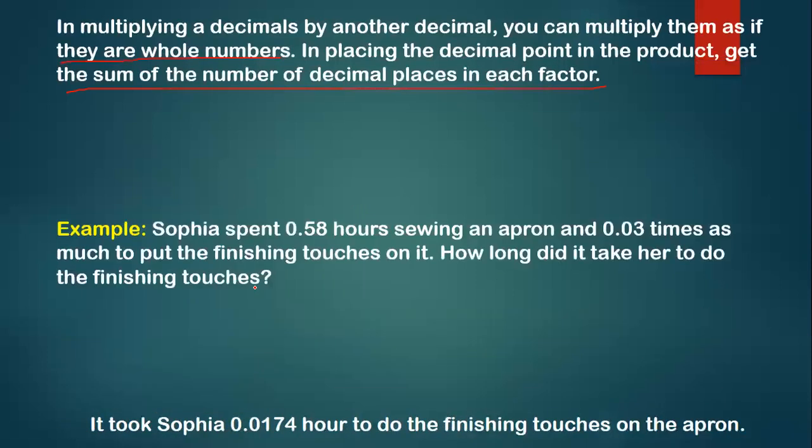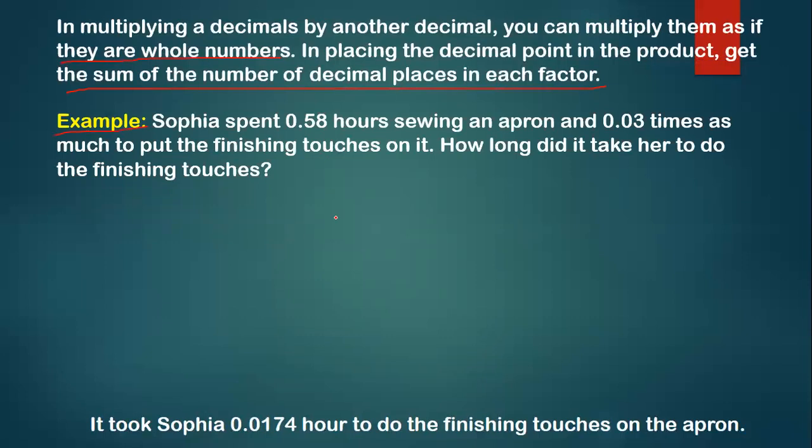Kaya naman, proceed tayo sa example number 1. Sophia spent 58.00. So sa previous lesson natin, tinuro ko kung paano basahin ang decimal numbers. Tingnan lang ang number na nasa rightmost part, tingnan ang kanyang place value, at ganun ang kanyang pagbabasa. So, example, 8 ay nasa hundredths place, kaya pag binasa mo to, this is 58 hundredths. Again, Sophia spent 58 hours sewing an apron and 300 times as much to put the finishing touches on it. How long did it take her to do the finishing touches?